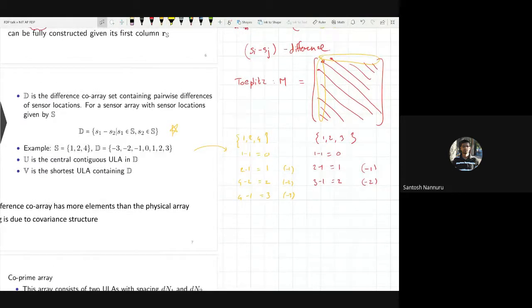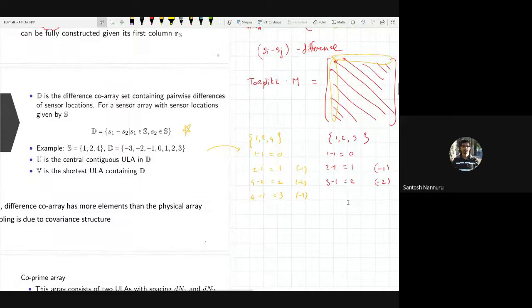So this is a ULA. 1 to 3 is a uniform spacing. So it's 3 sensors with locations 1, 2, 3. If I look at the difference set, I get 3 numbers, 0, 1, and 2. In fact, for any ULA you take, 1, 2, 3 up to n, the only differences you will get are 0, 1, 2 up to n minus 1. Those are the only differences you ever get. Everyone agrees? Everyone can work that out?